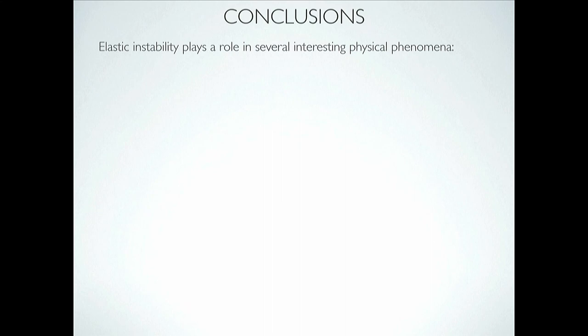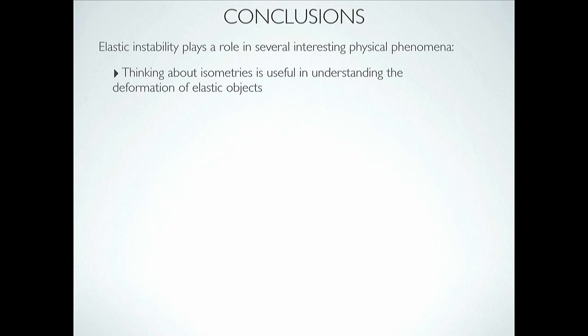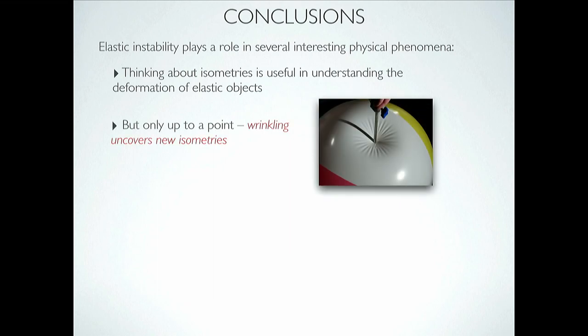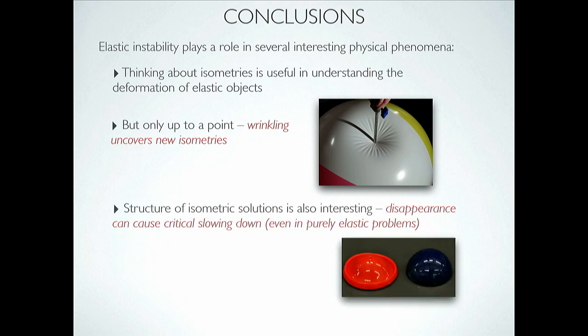I've hopefully convinced you that there are several interesting physical phenomena that involve elastic instability. I started off by telling you that isometries are useful to understand the deformation of elastic objects, but I also told you that you need to be a bit careful about that because wrinkling may let you see something different, where we uncover a new kind of isometry called wrinkly isometries. And then also, the structure that you get with these isometric solutions can be interesting, and the way they disappear can give you this critical slowing down.